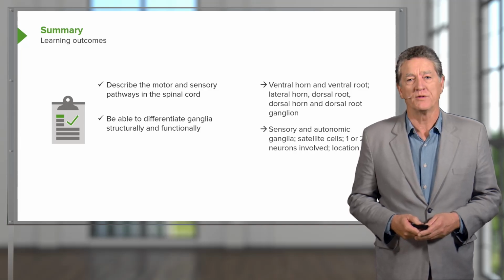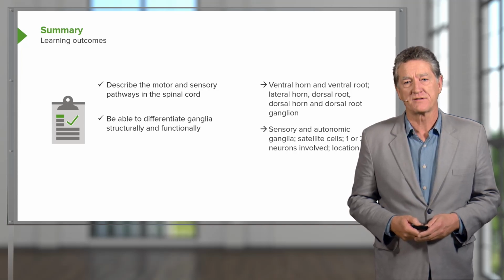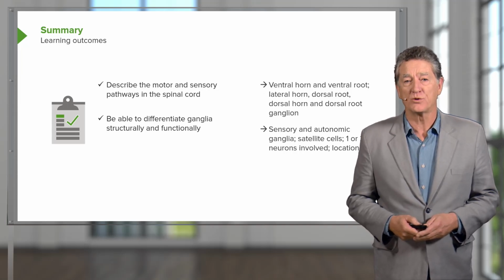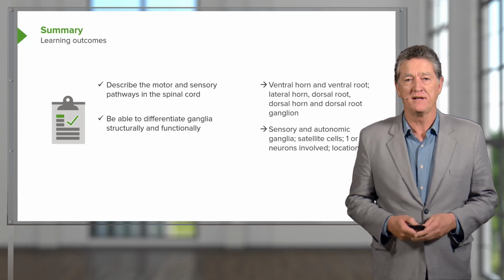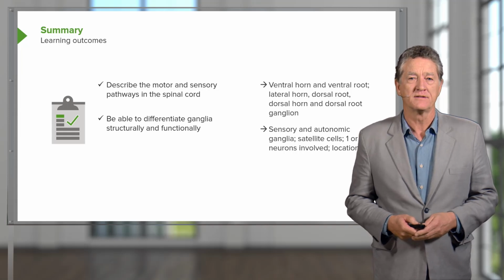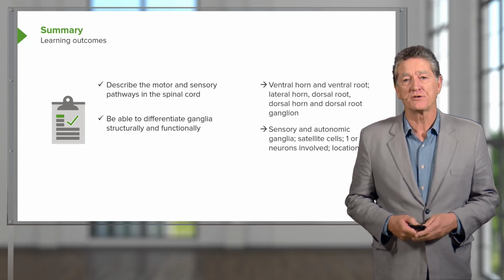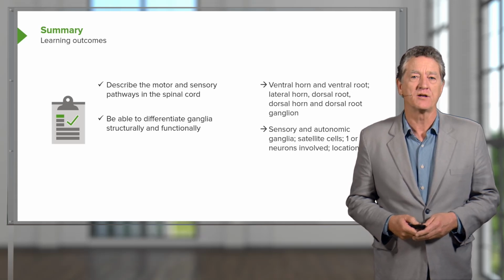It's very important that you understand the functional significance of ganglia and also their structures, and be able to differentiate between a sensory ganglion or a dorsal root ganglion and ganglia belonging to the sympathetic components of the autonomic nervous system and the parasympathetic components of the autonomic nervous system.